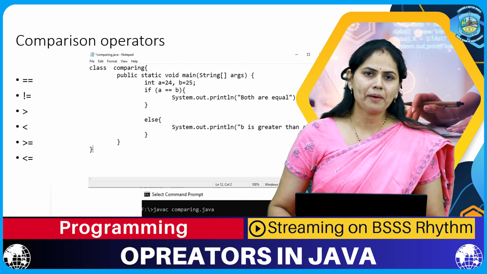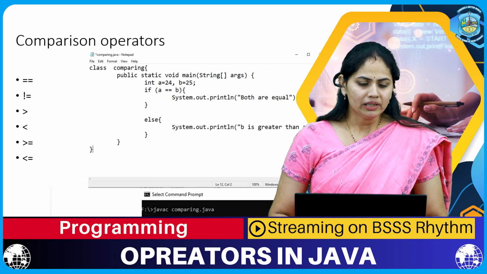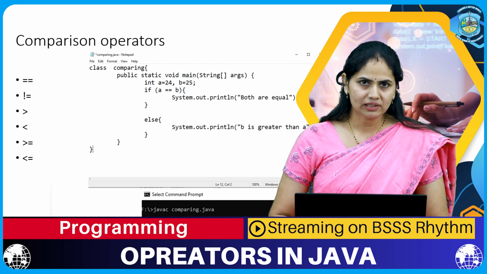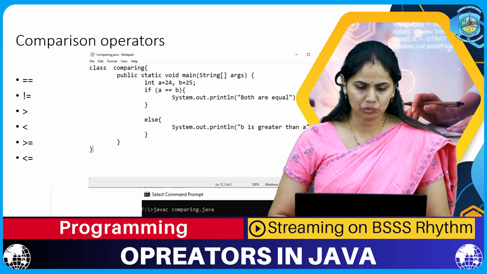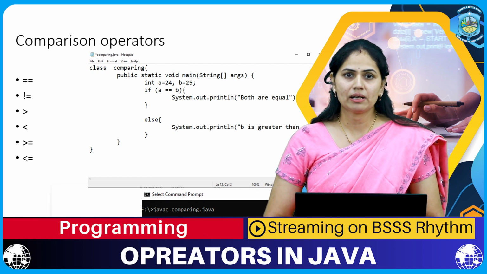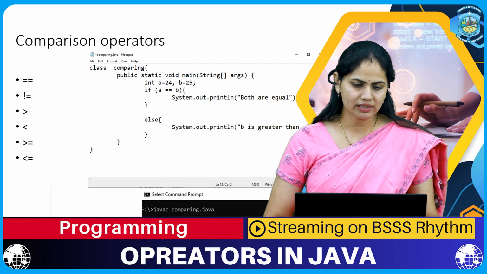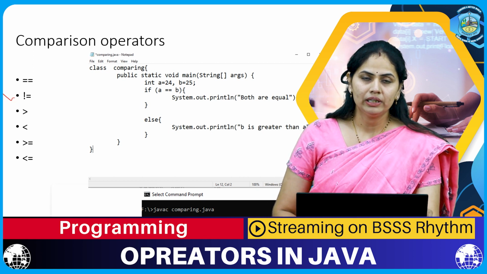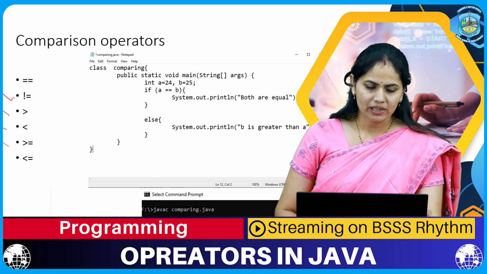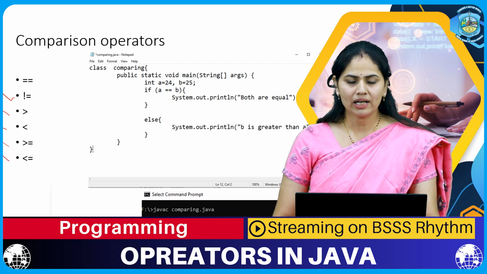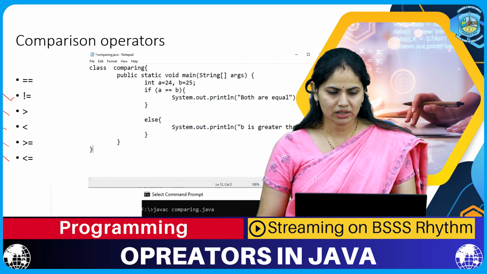Next, we have comparison operators. These all are the comparison operators. These operators are used to compare the values. The first operator is double equal to, second is not equal to, then less than, greater than, greater than equal to, less than equal to. These are the main comparison operators.